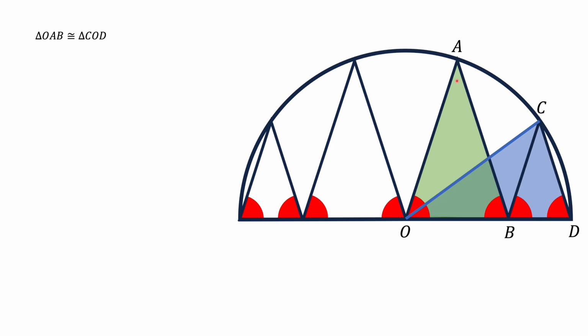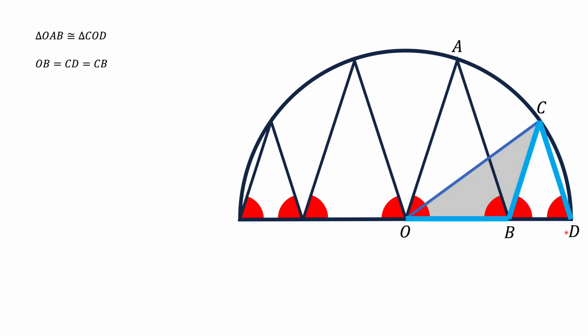But if two triangles are congruent to each other, it means the sides are congruent. We know two sides of each triangle are congruent, they're radii, but now I'm talking about the third side. Side OB should be congruent to side CD. But side CD is also congruent to side BC because we have an isosceles triangle right here. So we have three congruent sides, OB, BC, and CD.